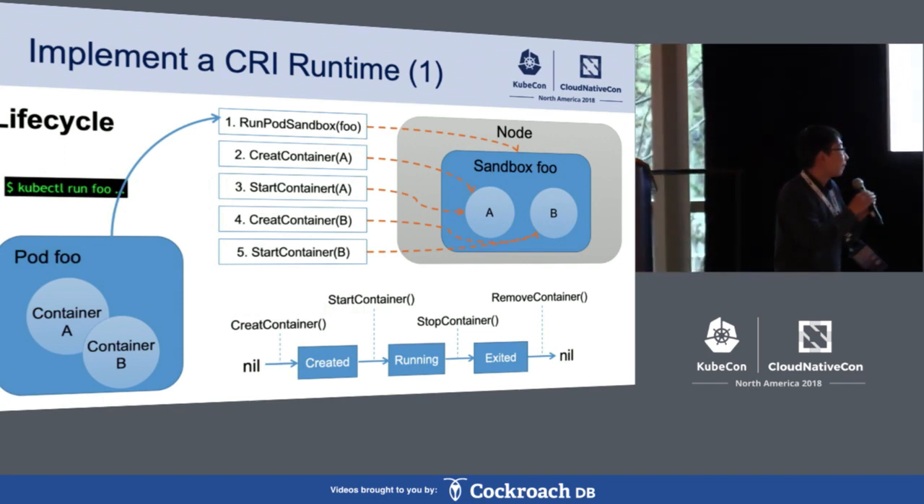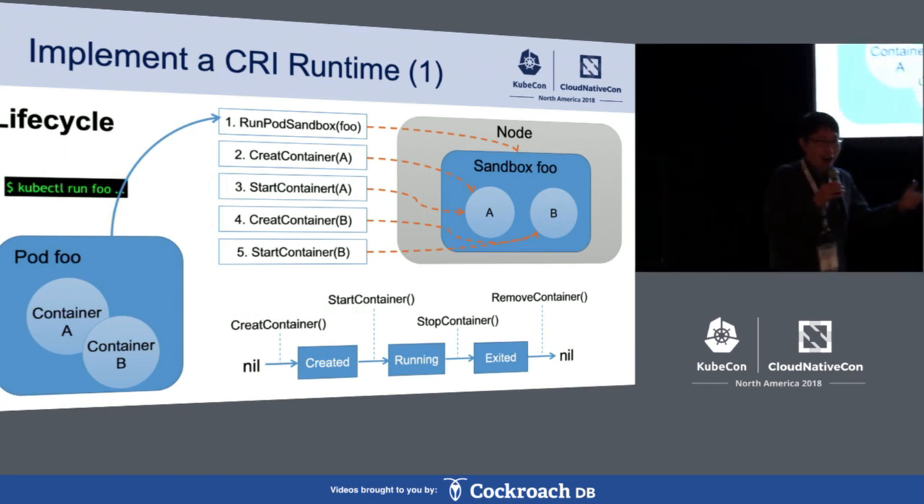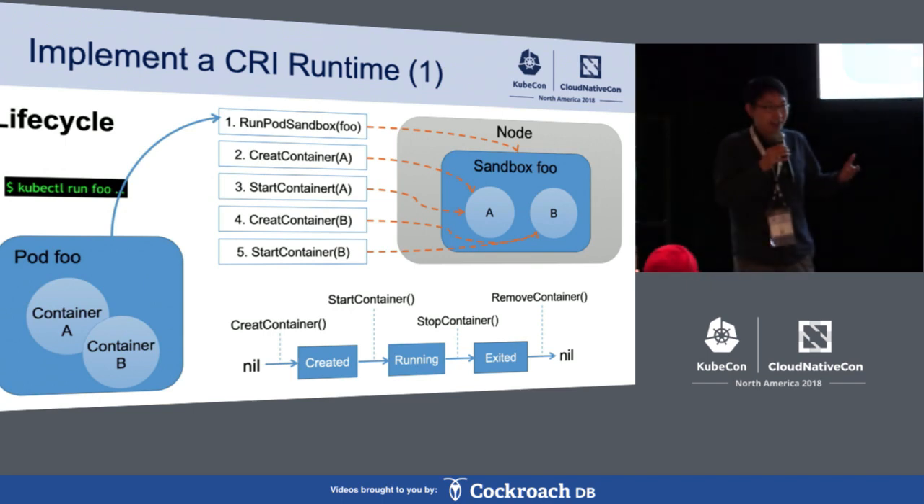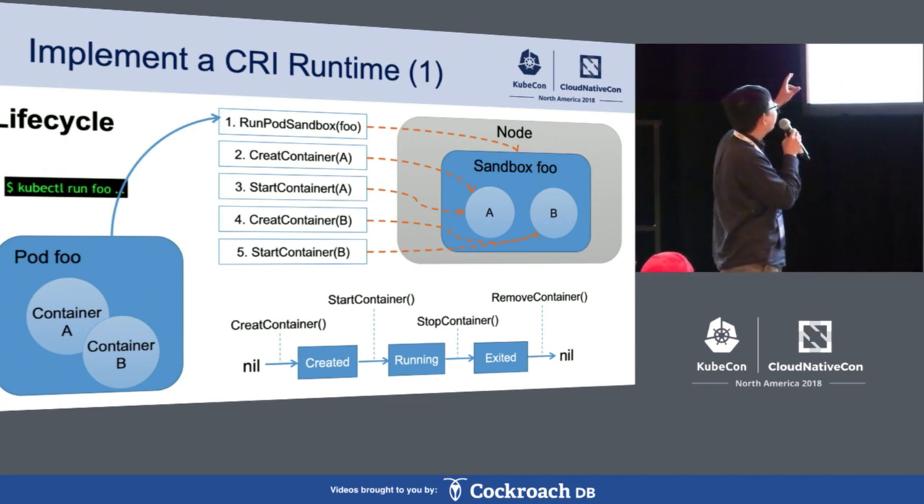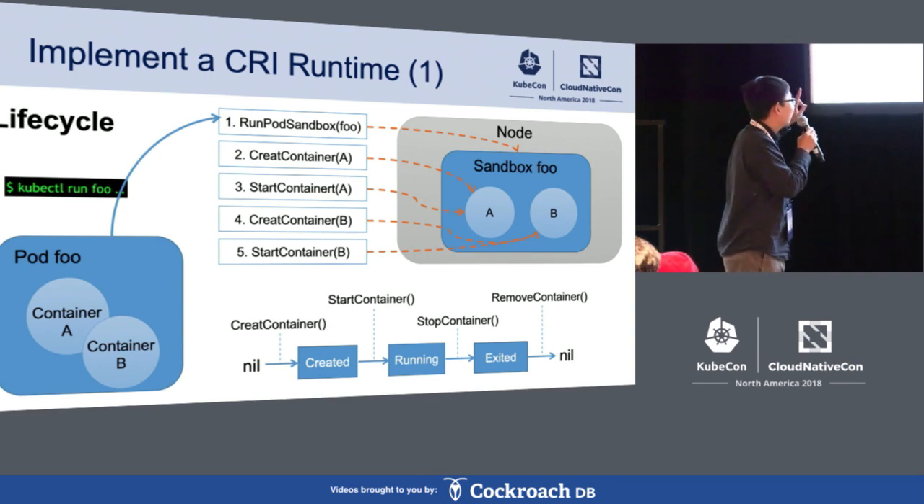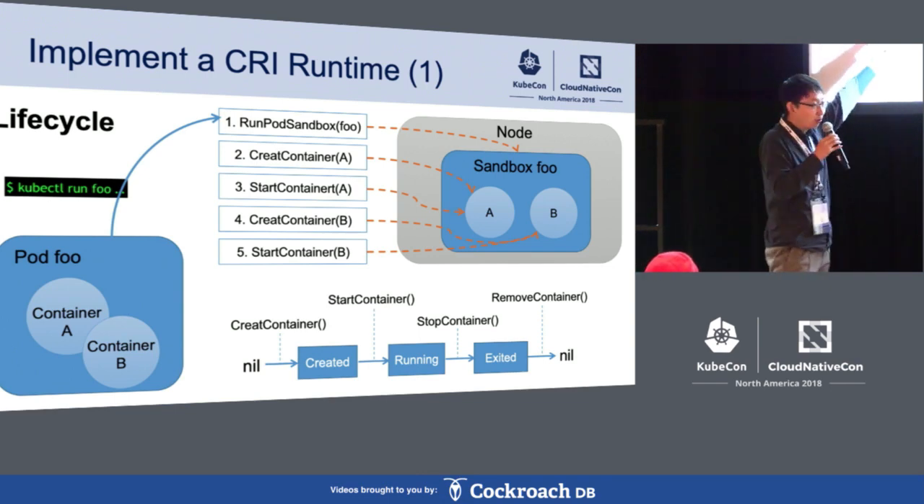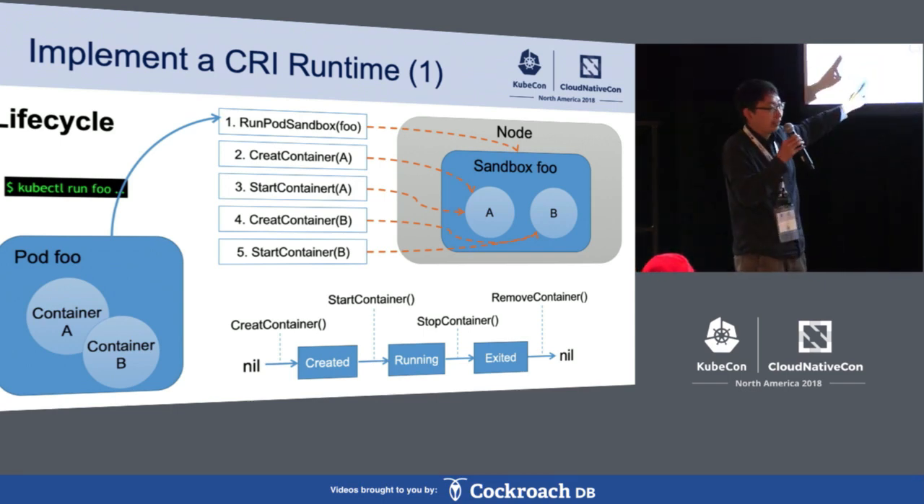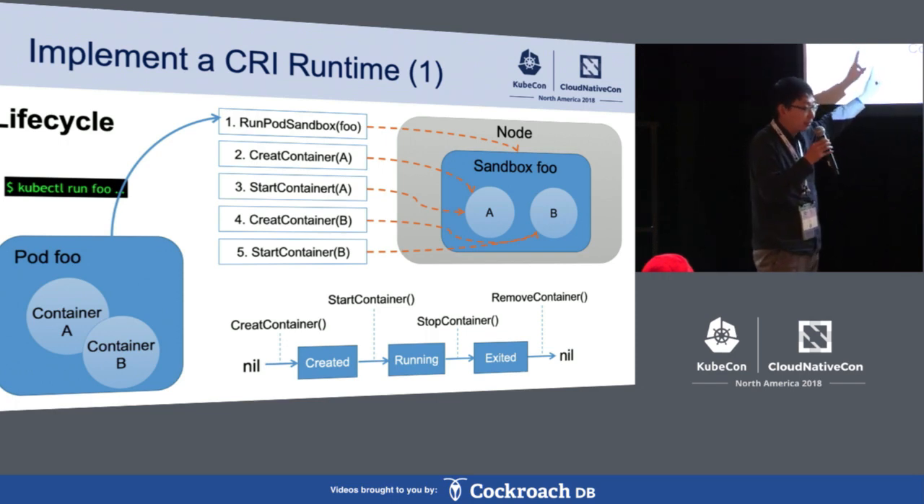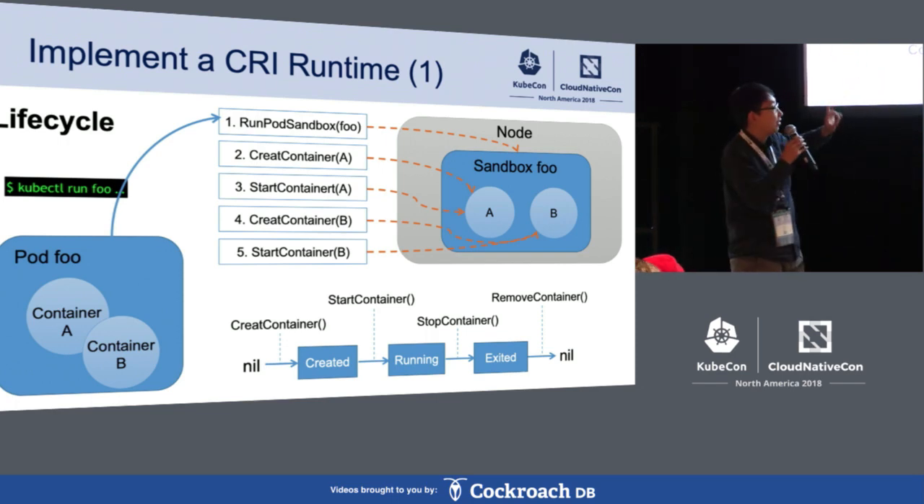Okay, so here's the question. How can I implement the CRI? I will give you a very simple example. For instance, what we want to do is create a pod whose name is foo with 2 containers inside, named container A and container B. So whenever you use Kubernetes to create this pod, then what CRI will do is like this.